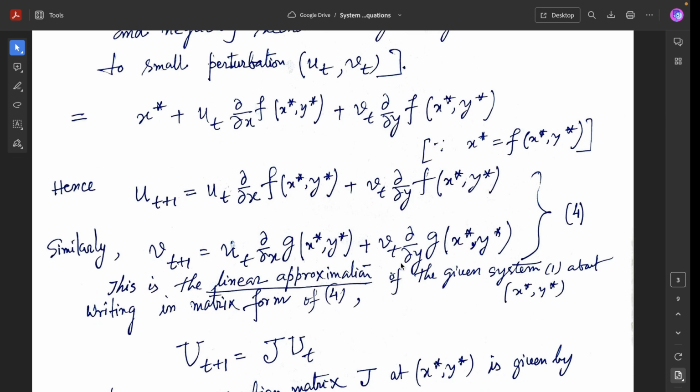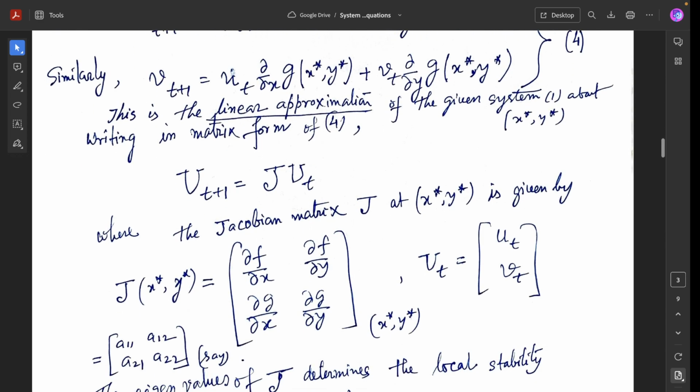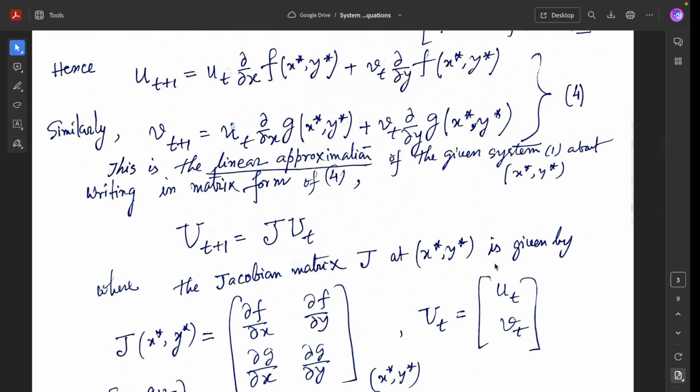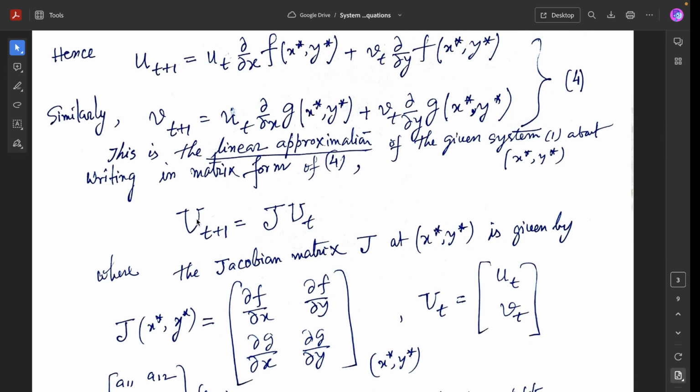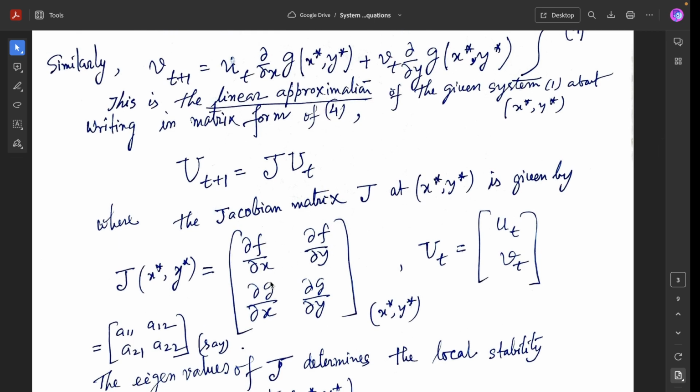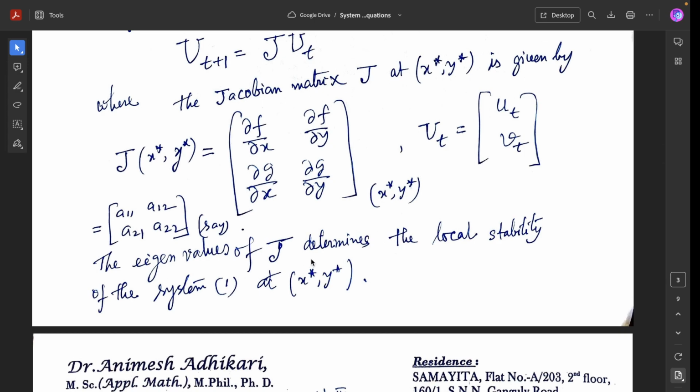Writing this in the matrix form of this system 4, U_{t+1} = J U_t. Here U_t is the 2 by 1 column matrix (u_t, v_t), and obviously U_{t+1} is the column matrix (u_{t+1}, v_{t+1}). And J at the point (x*, y*) equals del f del x, del f del y, del g del x, del g del y at the point (x*, y*). The eigenvalues of J determine the local stability of the system 1 at the point (x*, y*).